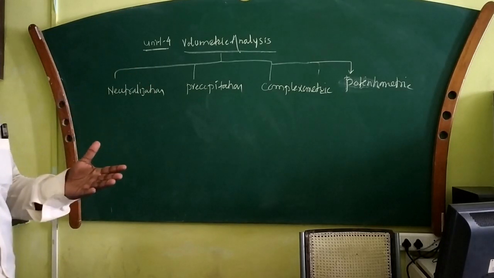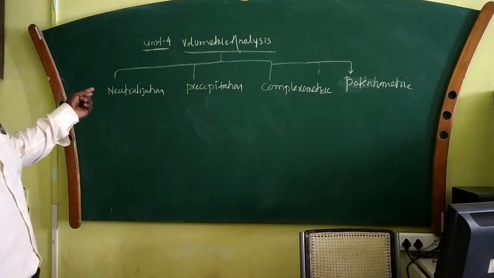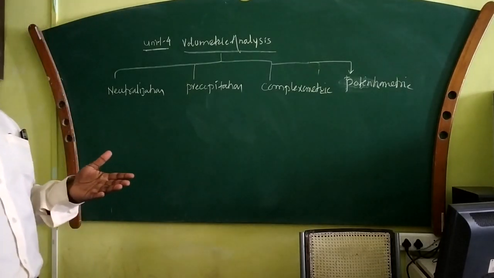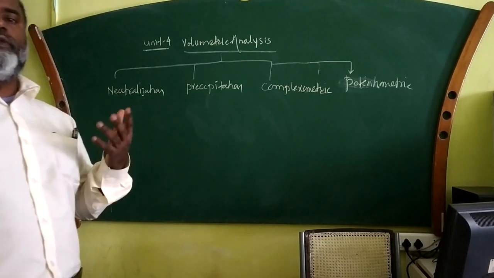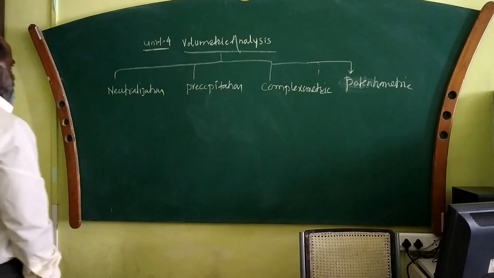If your sample is acidic, it means you are going to do a neutralization titration, because the amount of acid is determined in terms of the amount of base consumed. And whenever acid and base react, there is always neutralization. And that type of volumetric analysis is called neutralization titration.